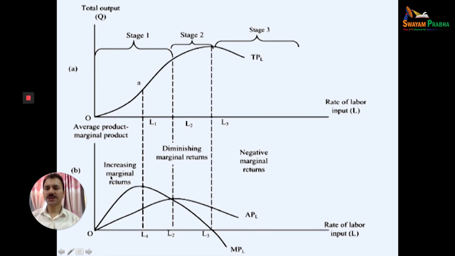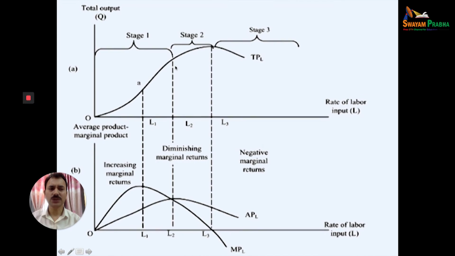This is the increasing marginal returns. Up to here, in the first stage, we have increasing marginal returns. And in the second stage, diminishing marginal returns. And in the third stage, we have negative marginal returns. In the first stage, the total product is increasing at an increasing rate, and this continues till the end of the first stage.